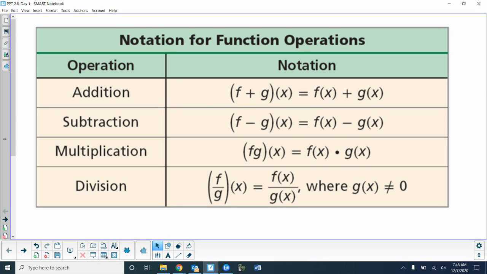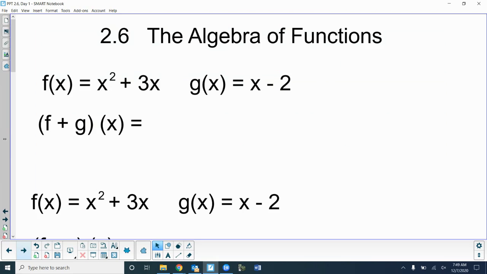Now, you're going to do it in terms of x, and then they'll throw some numbers in here too. You'll probably like the number ones better than the x ones, actually. Okay, so let's look at some examples. All right, so here's our two functions, f and g, and we're supposed to add them.